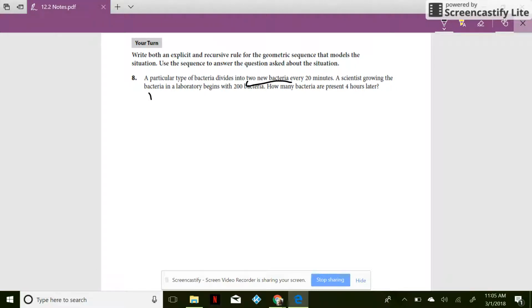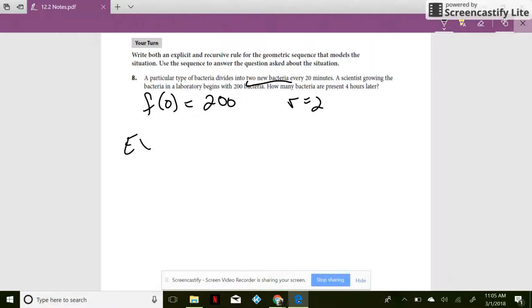So we have to think about our original value. At time 0, when he gets started, he's got 200 bacteria. Since we're getting 2 new bacteria, our amount is doubling. If he starts with 1, he's going to get 2 in the next time. So that's our common ratio. We're doubling, so our r is 2.